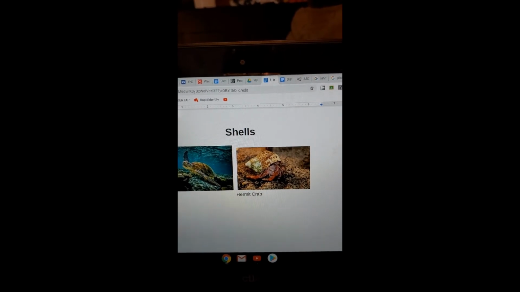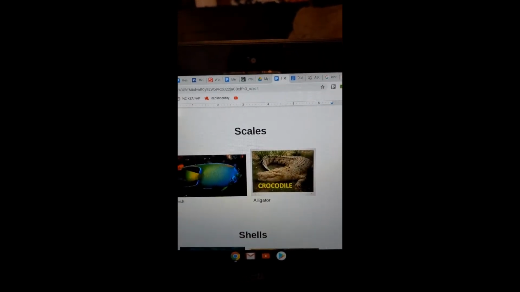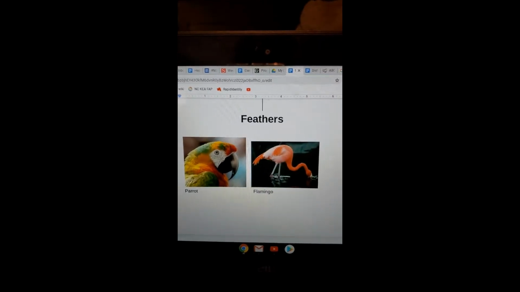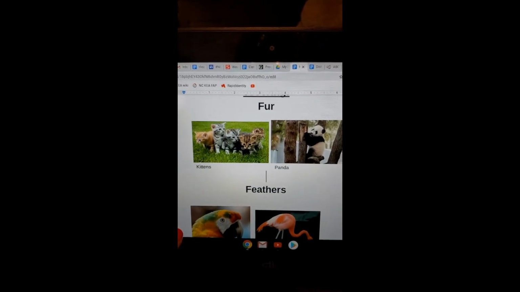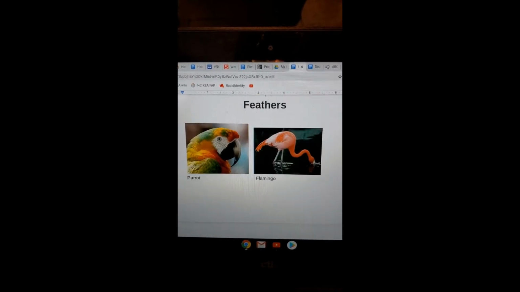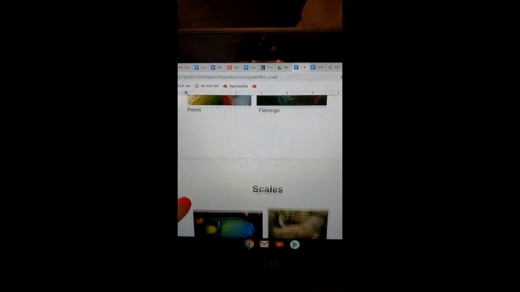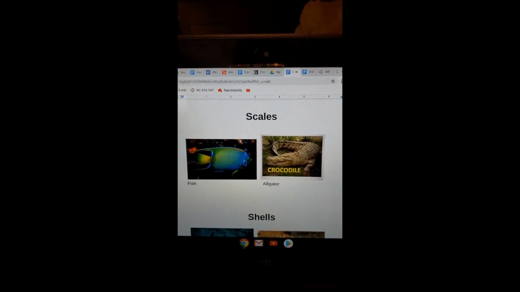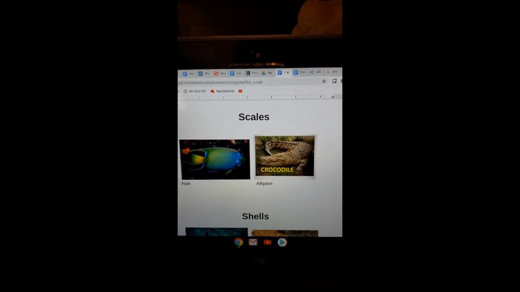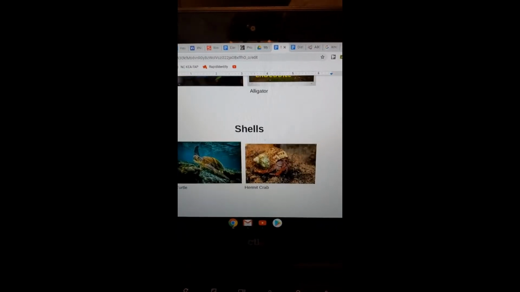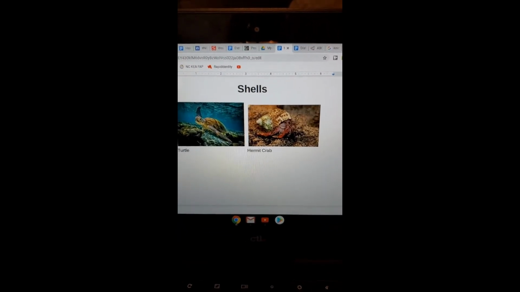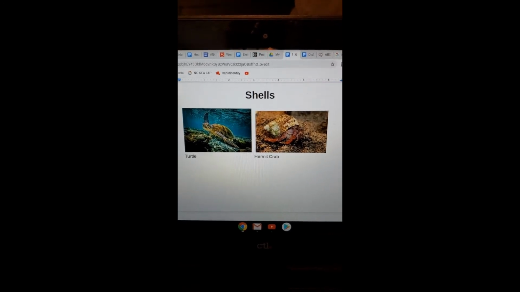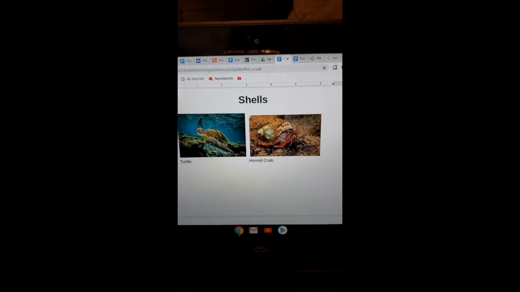They're all animals, you're right. They all need food. They all need water. And they all need places to live. And they grow. How are they different? Their body covering's different. Some have fur. Some have feathers. Some have scales. Some have shells, like the turtle and hermit crab. And some have claws. Some have two legs, some have four legs.